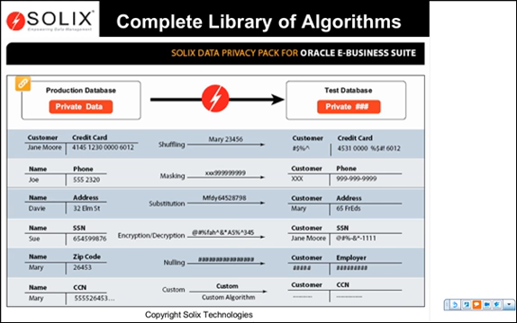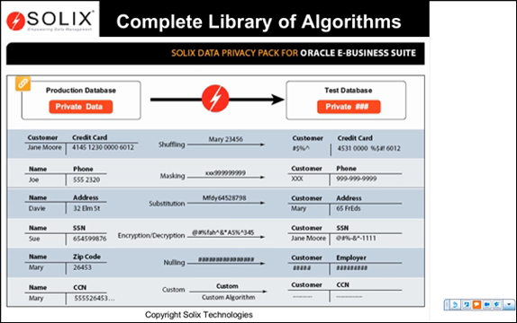The next one is nulling. This is a very typical masking algorithm that a lot of people use when the field can be nulled. So in this example, we're nulling customer employee number. A lot of fields don't allow null values, so use it where you can.